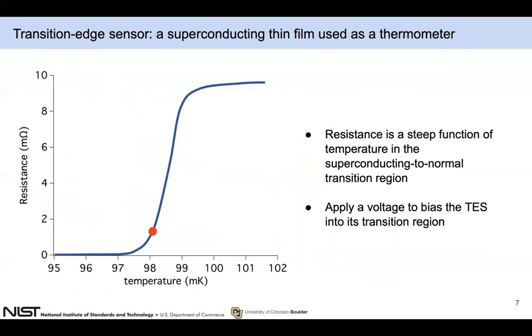The TES itself is a thin film of superconducting material. At the temperature where the film transitions between its superconducting and normal resistive states, the resistance is a very steep function of temperature. Therefore, the TES works as a resistive thermometer. It converts a temperature change into an electrical signal that we can measure. We apply a voltage bias to the film so that at quiescence, the TES sits at a low point in this transition curve.